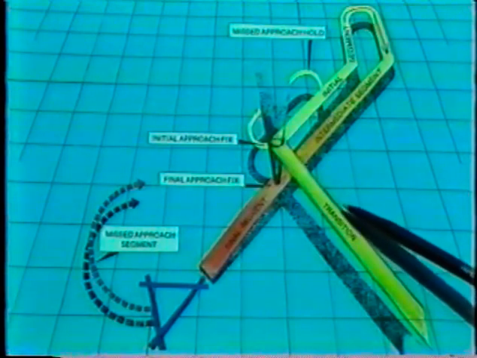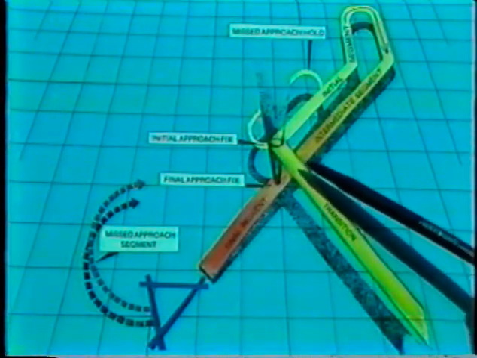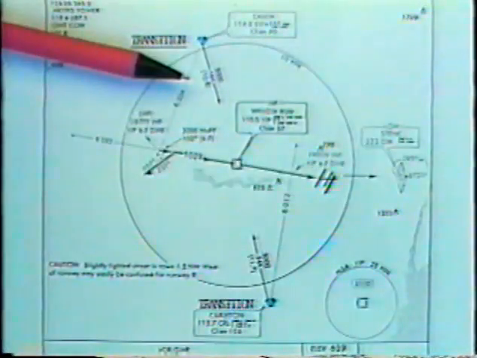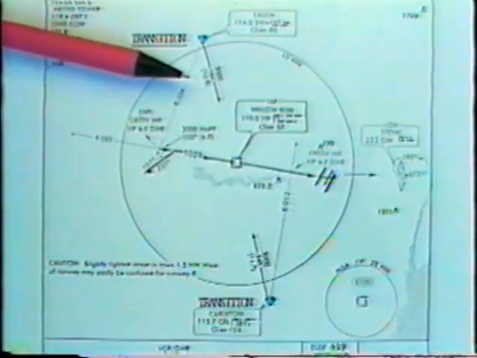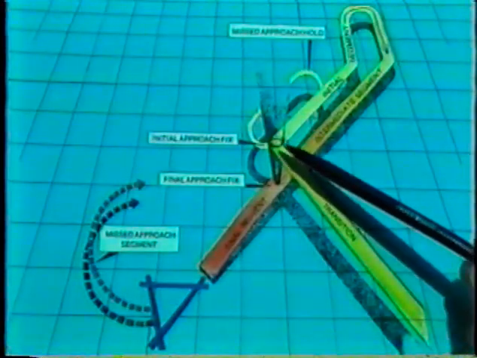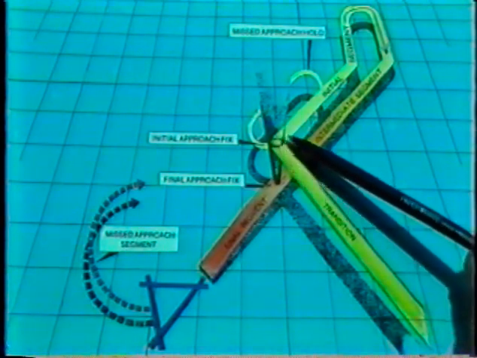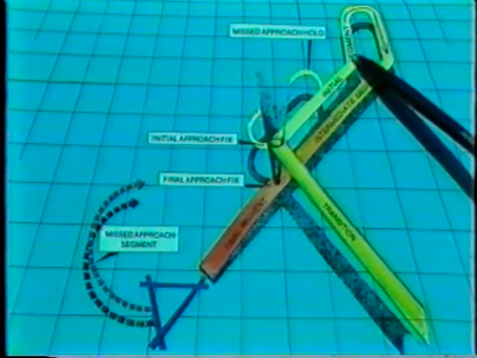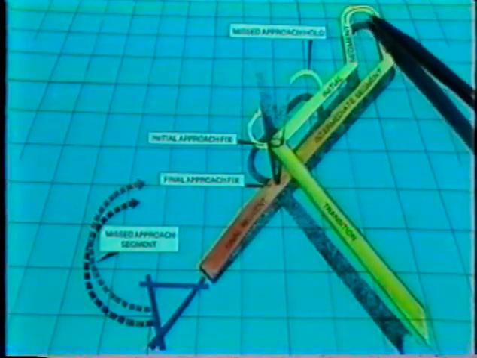Transition, the general term that describes the change from one phase of flight or flight condition to another. In other words, transition from en route flight to the approach, or transition from instrument flight to visual flight. Initial approach, the segment between the initial approach fix and the intermediate fix, or the point where the aircraft is established on the intermediate course or final course.